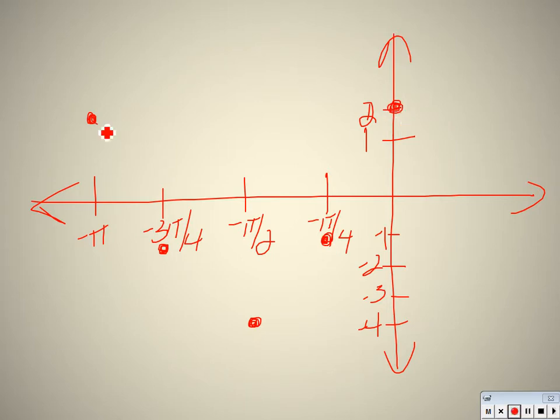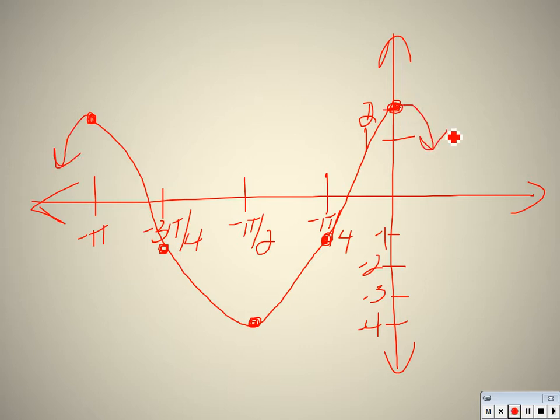So here's my graph that connects those points. So once again, my arrows on the end for cosine, I'm going to have this arrow going this way, I'm going to have this arrow going that way there. So that's what my graph for part A is going to look like.